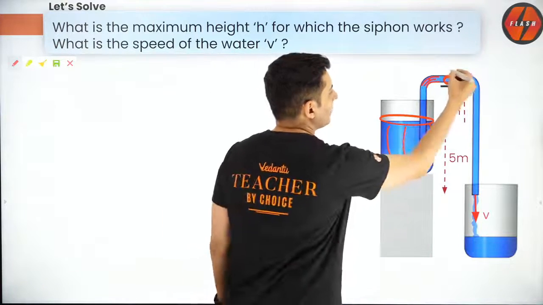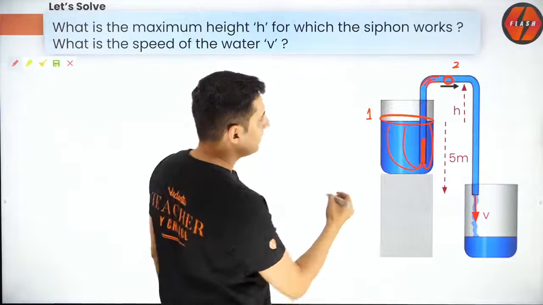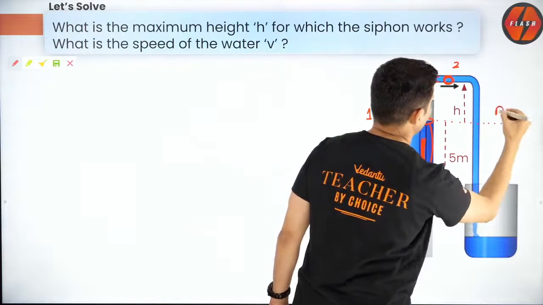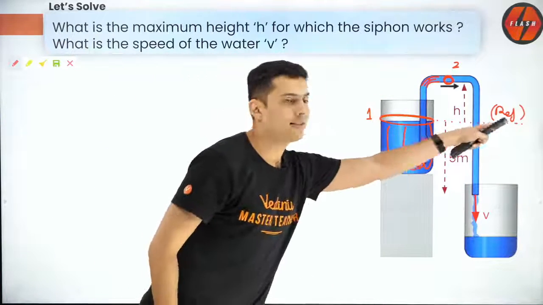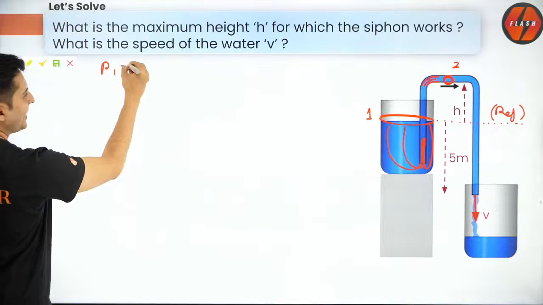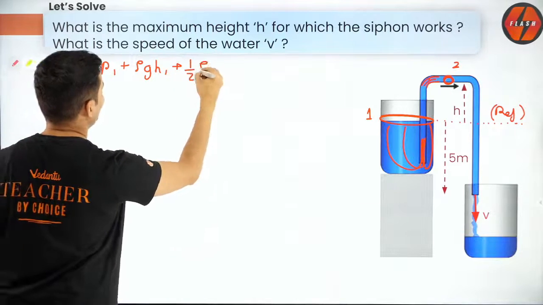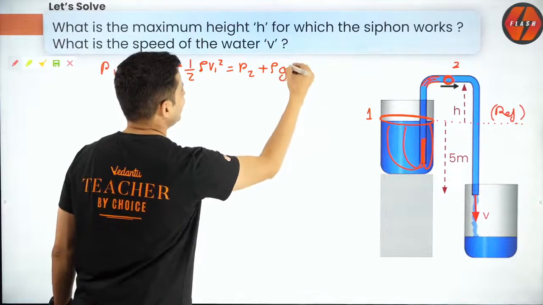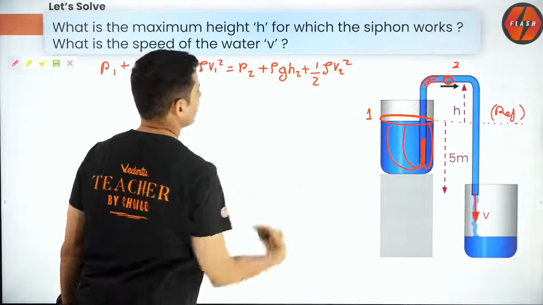Okay, now this is my cross section number 2, this is my cross section number 1, and let me take this line itself as my reference line. I'll measure everything with respect to that. So here is the thing, P1 plus rho g h1, that's our Bernoulli's equation, plus half rho v1 squared is equal to P2 plus rho g h2 plus half rho v2 squared. This is Bernoulli's equation.